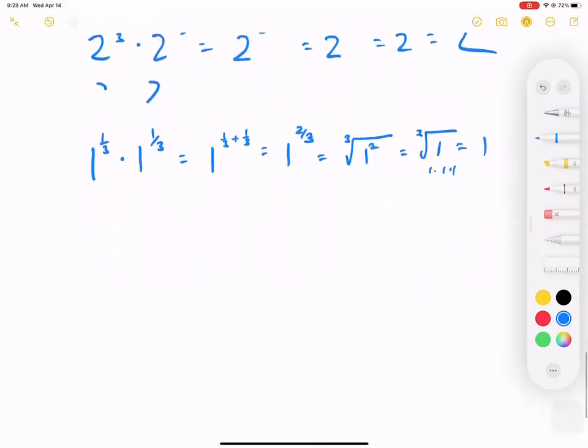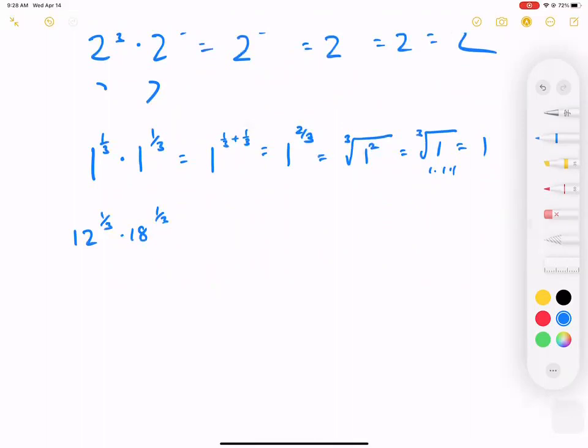Let's look at this problem here. What if I wrote 12 to the 1/3 times 18 to the 1/3? Now this one follows a slightly different rule because they do not have the same bases, do they? Nor could I write 12 in a way that would match up with that 18.